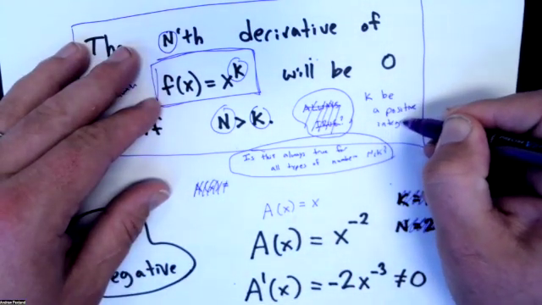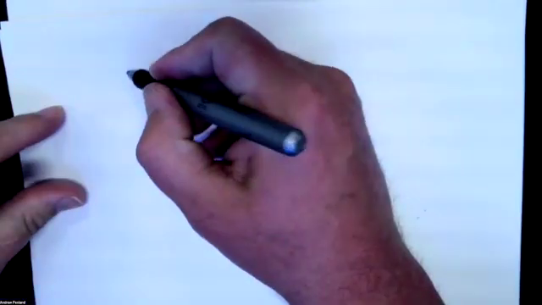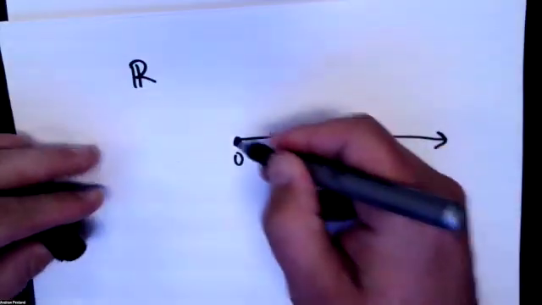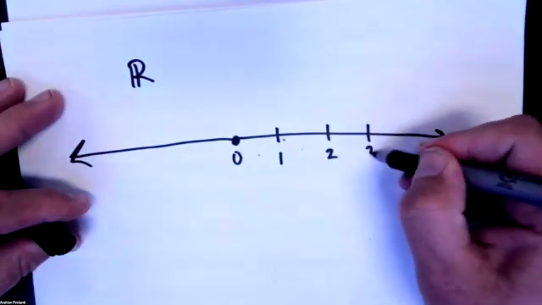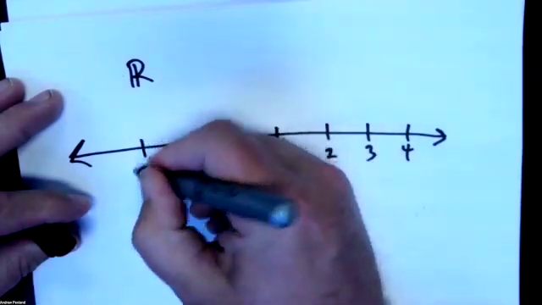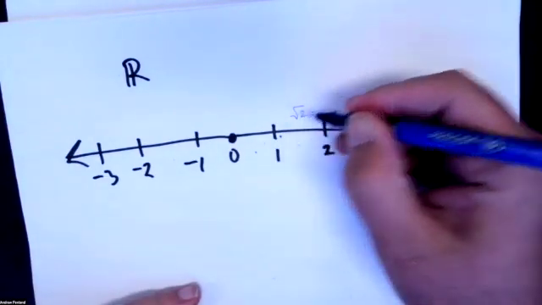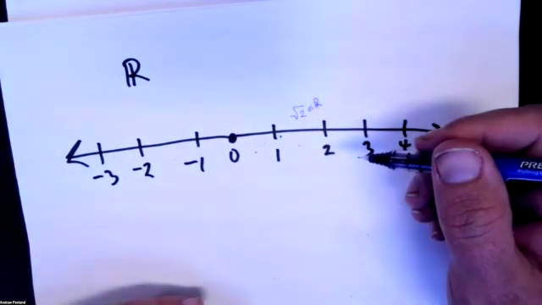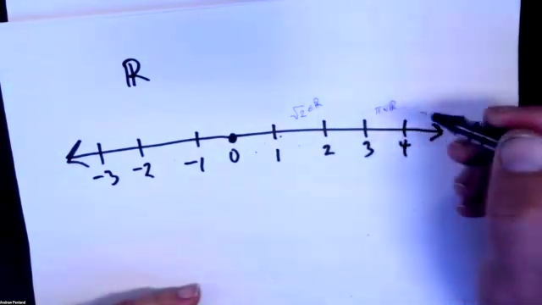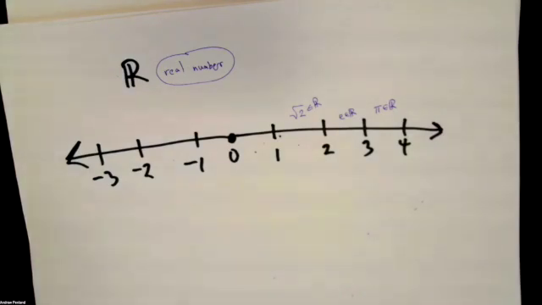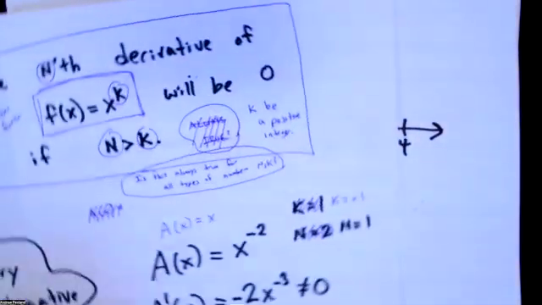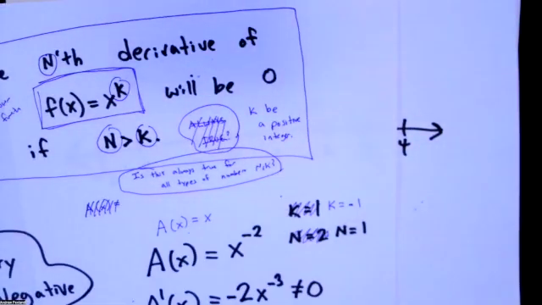Is integer necessary there? The real numbers are the set of all numbers that include things like pi, e, square root of 2. It doesn't just include the integers. The real numbers include every number that is not complex. So square root of 2 is a real number, pi is a real number, e is a real number. It's not true for all real numbers because it doesn't hold for k equals -1, and -1 is a real number.